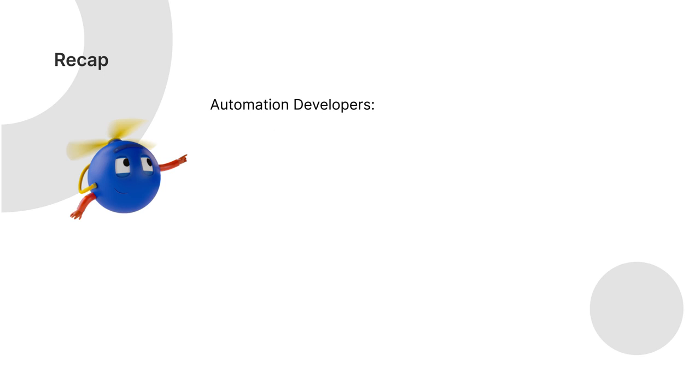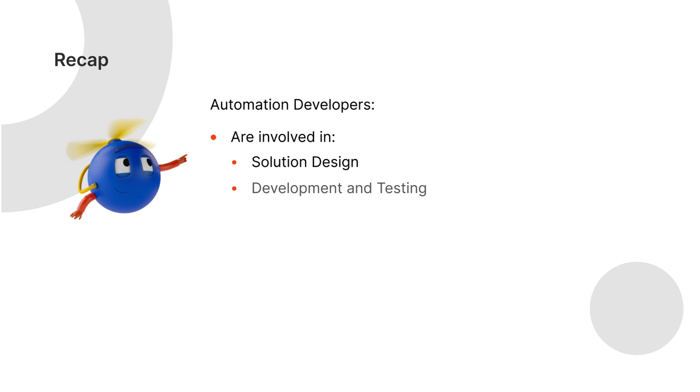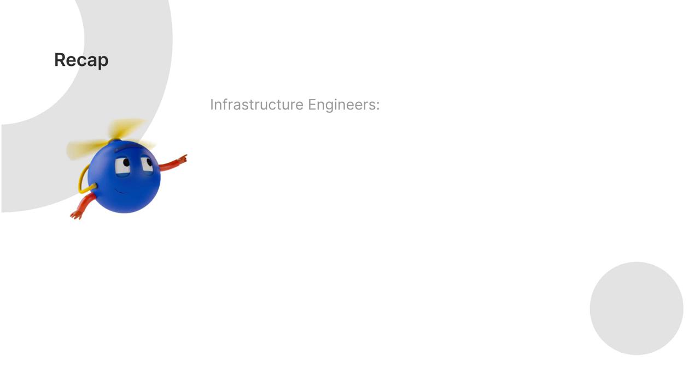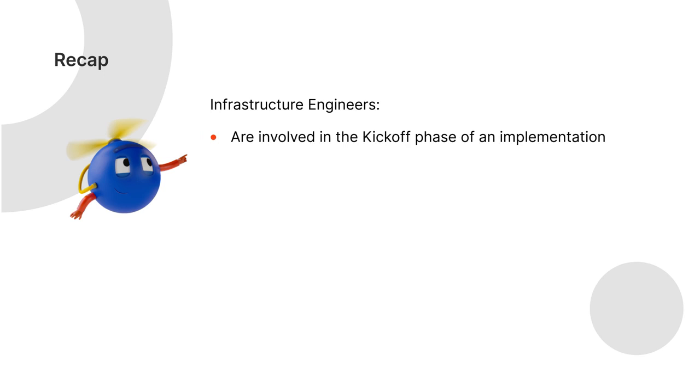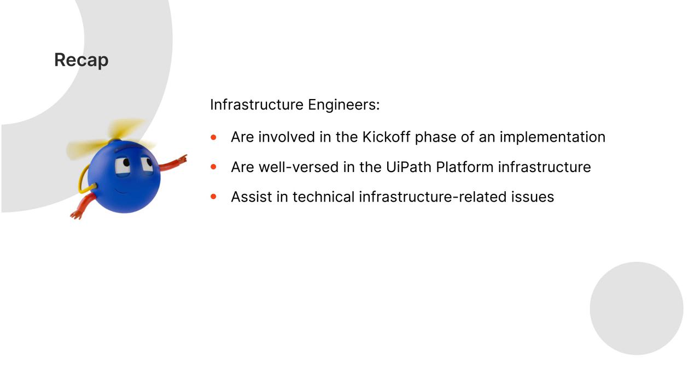Automation developers are vital to an automation project, as they are involved in the solution design, development and testing, user acceptance testing, deployment and hypercare, and project closure stages of implementation. Automation developers build automations following best practices. The infrastructure engineer is a billable role who's involved in the kickoff phase of an implementation. Infrastructure engineers are well-versed in the UiPath platform infrastructure and assist in technical infrastructure-related issues.